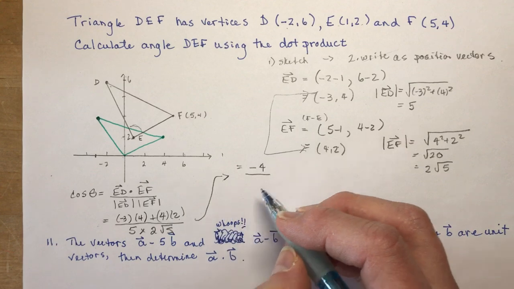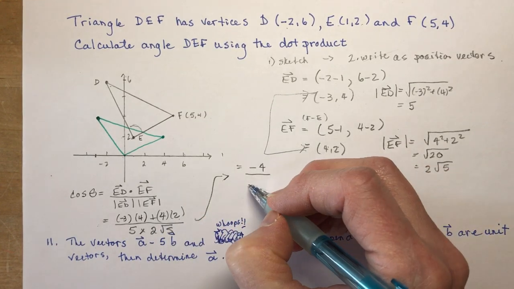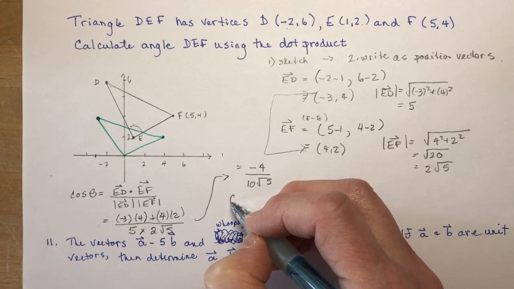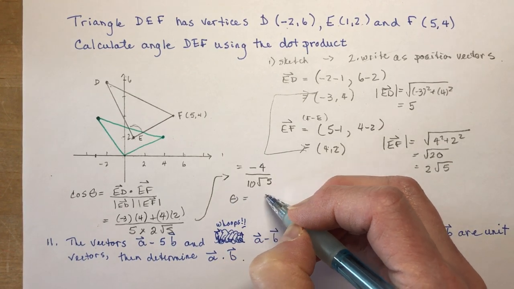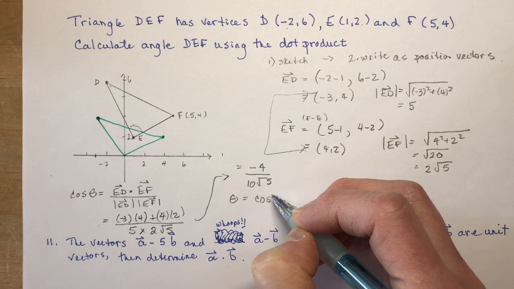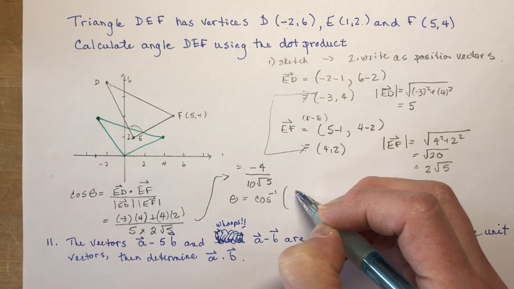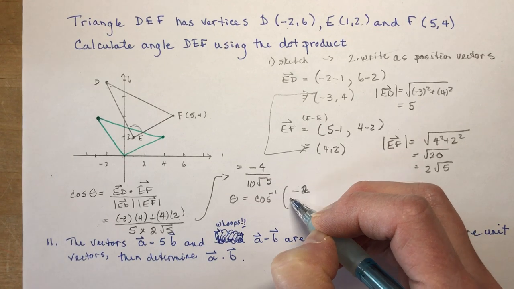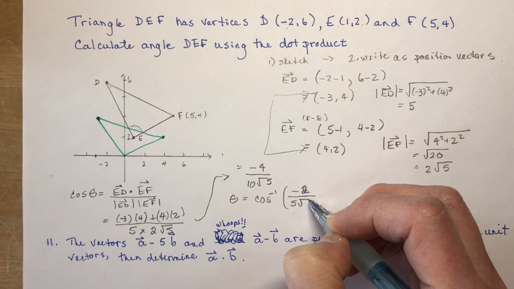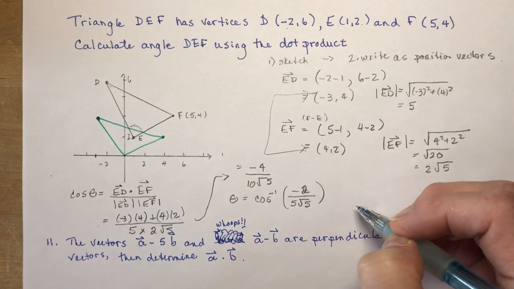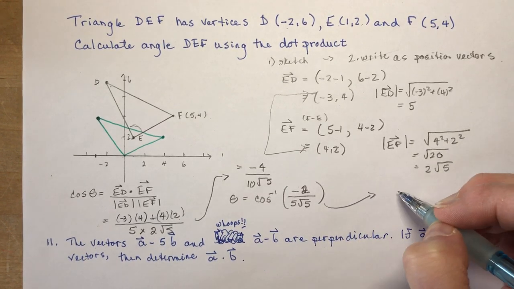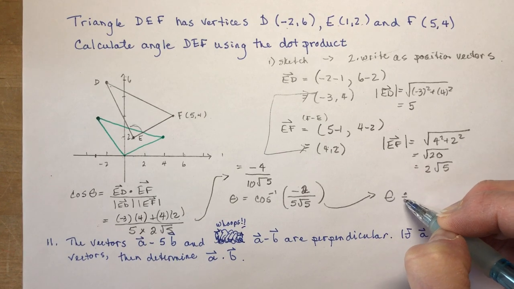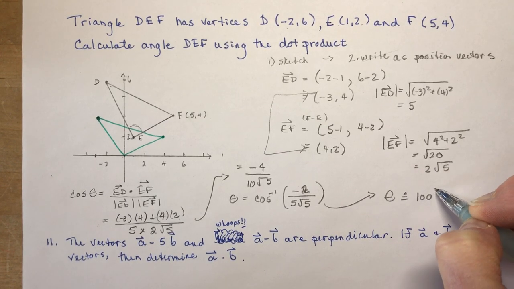And 5 times 10 root 5, 5 times 2 root 5 is 10 root 5. That's cos theta. So theta equals, I would do cos minus 1. I'll write that up for you this time just in case. We could have simplified this, right? This could have been minus 2 over 5 root 5 if you wanted to get fancy. And sorry to carry this around so far, but we get theta is approximately equal to 100 degrees.